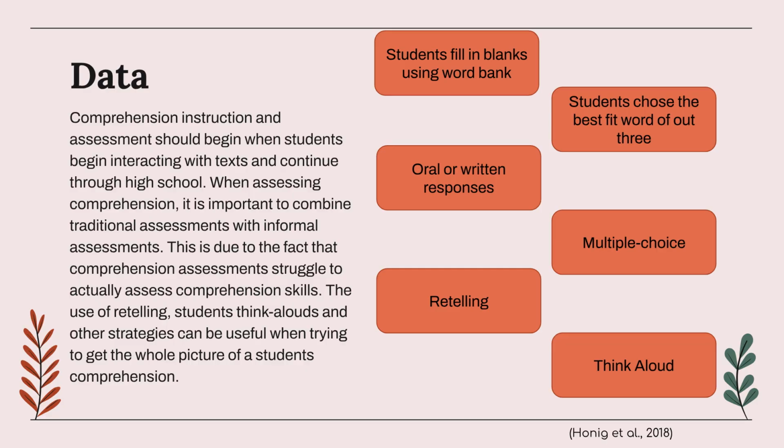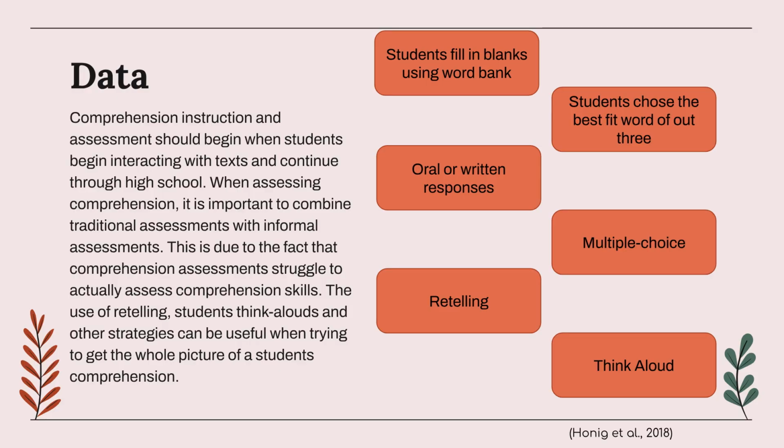Comprehension instruction and assessment should begin when students begin interacting with text and continue through high school. When assessing comprehension, it's important to combine traditional assessments with informal assessments. This is due to the fact that comprehension assessments struggle to actually assess comprehension skills. A lot of the time, they're assessing vocabulary or basic reading skills. The use of retelling, student think alouds, and other strategies can be useful when trying to get the whole picture of a student's comprehension.